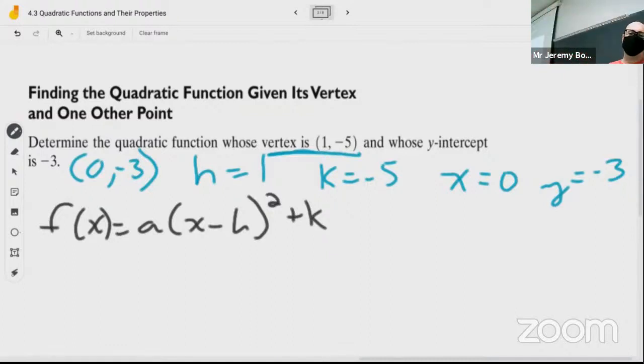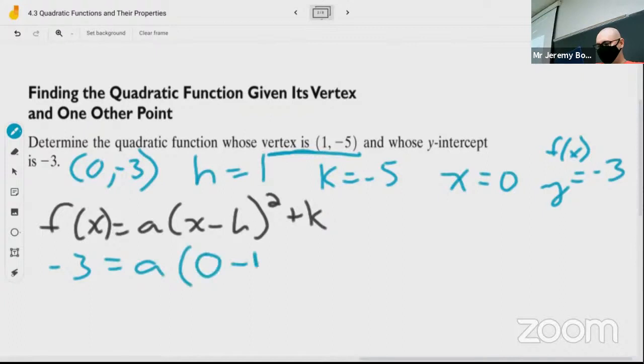And we're going to substitute what we know. We know that x is 0, h is 1, k is -5. What is f of x? It's -3, that's the y value. Remember that your y value is the same thing as f of x, right? Good job. So we're going to plug all that in. All that should remain is the a, and we're going to find out what that a is. So we're going to have -3 equal to a times (0 minus 1) squared plus -5.